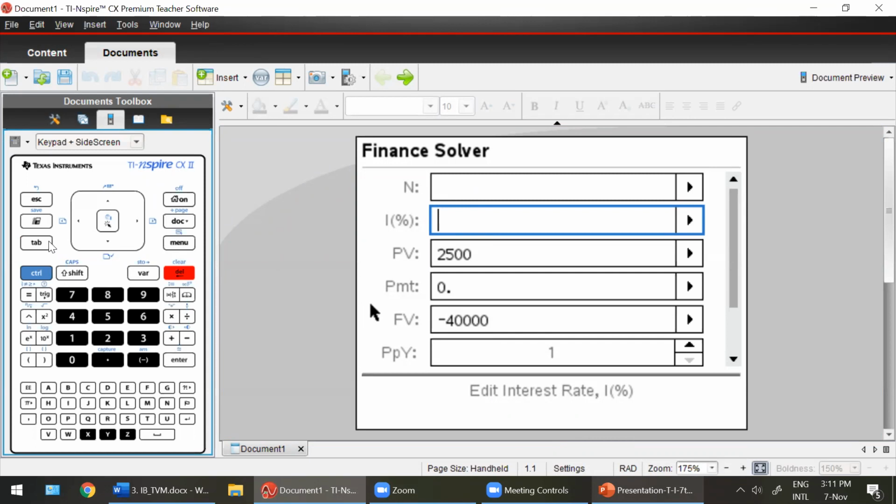Okay, then hit the tab key once again to move into PV. PV, students, gives you the present value. We also sometimes call this the principal value, but in the calculator mode, we refer to this as the present value. All right.